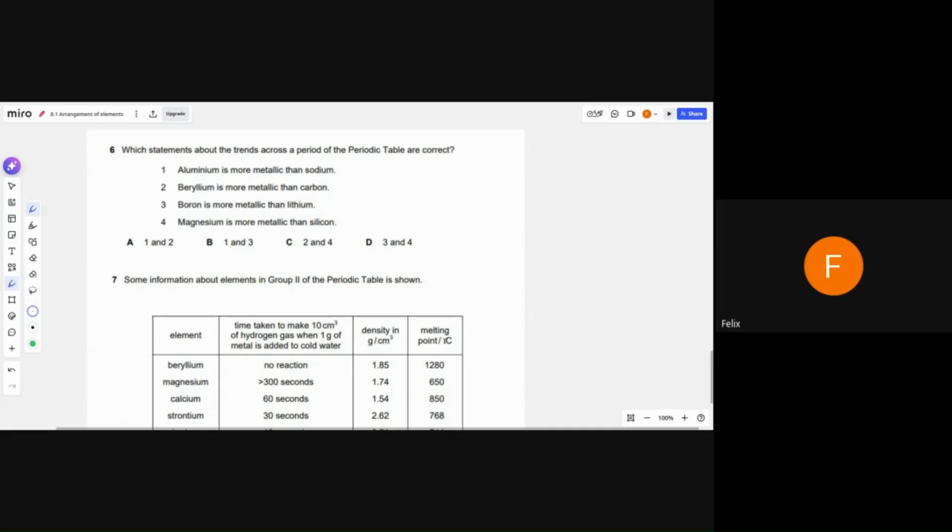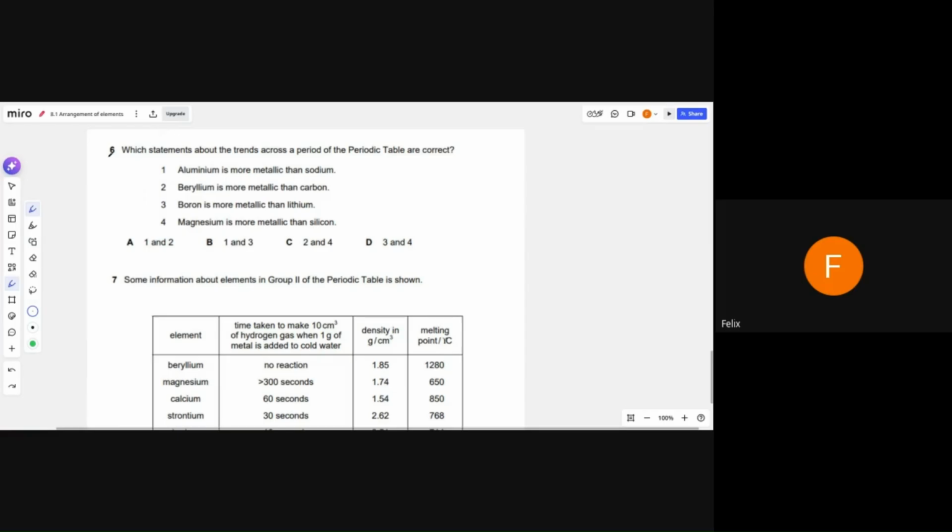So the answer is C. Boron is more metallic than lithium because we studied metallic character. Boron is more metallic than carbon. Okay, we have to choose two and four. So beryllium.